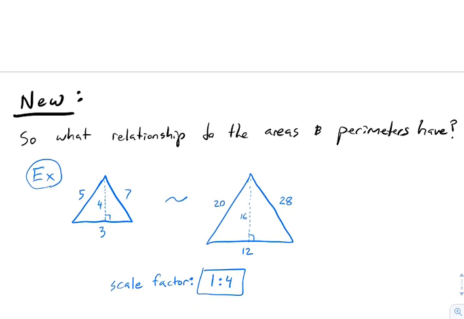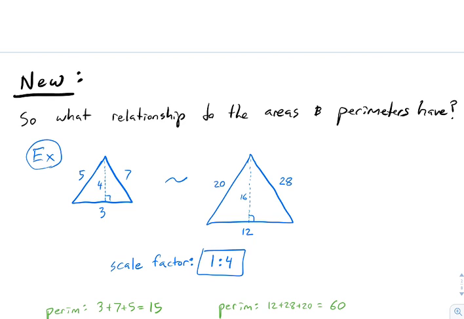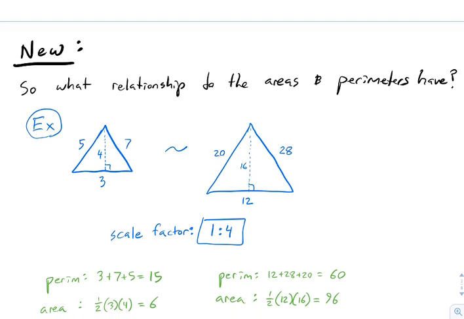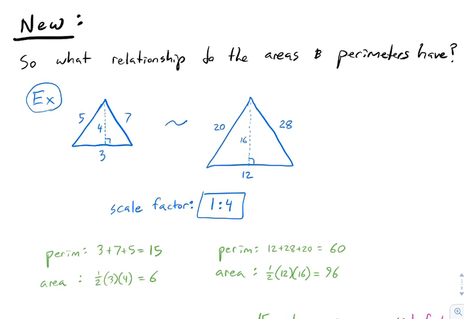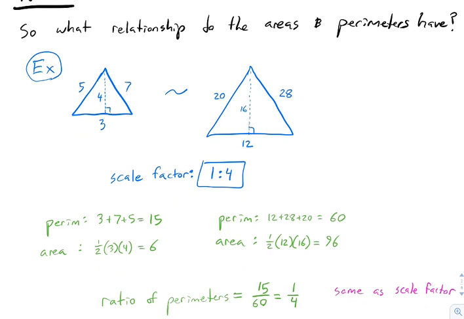So scale factor 1:4. Okay, so the perimeter of the left one, we add it up, we get 15. Perimeter of the right one, we add it up, we get 60. Okay, area of the left one, just 1/2 base times height. We get an area of 6, and on the right, we get an area of 96. So let's look at those ratios. This is totally anecdotal. This is just a made-up example. But we get the ratio of the perimeters, 15:60, reduces to 1:4. So that's the same as the scale factor.